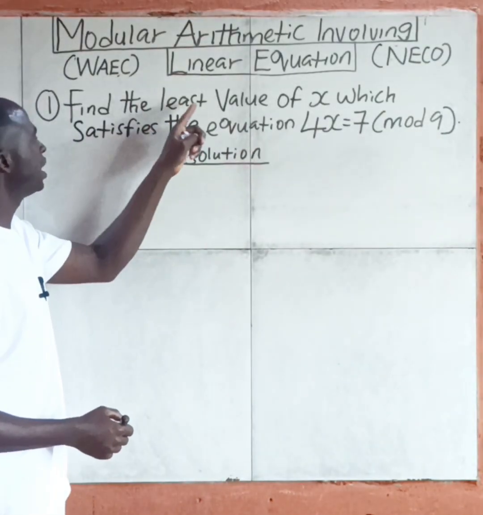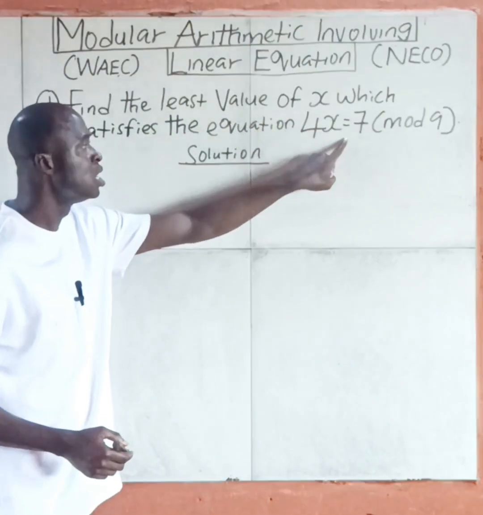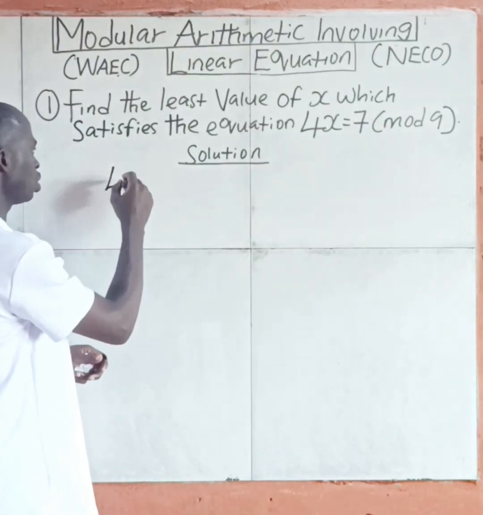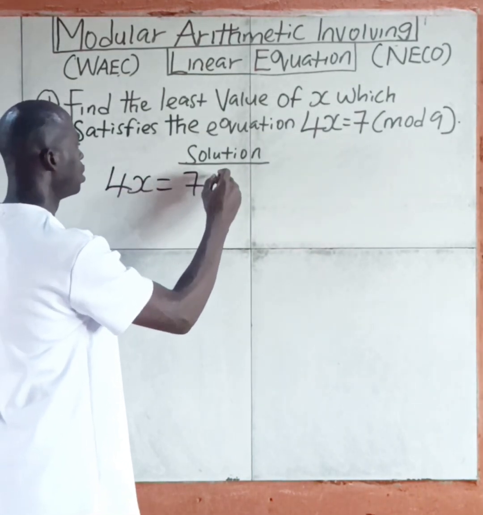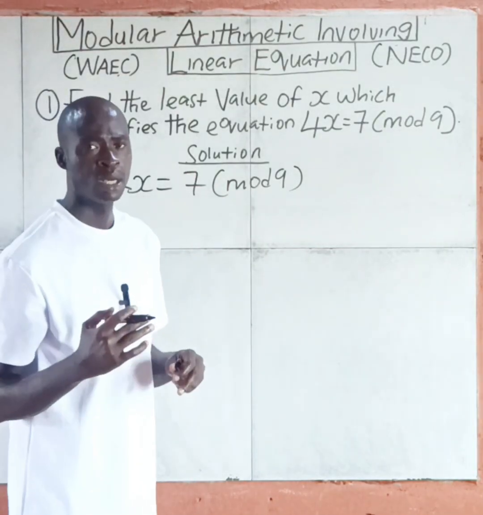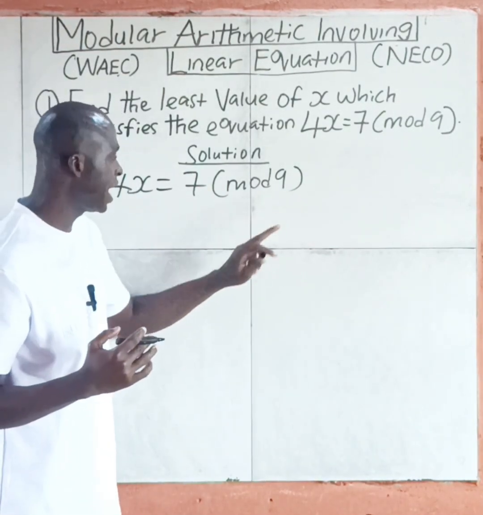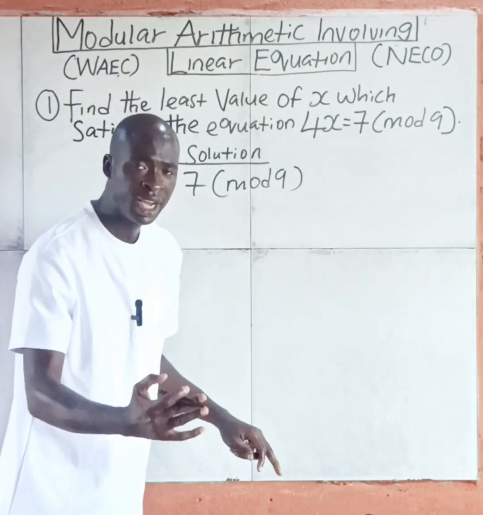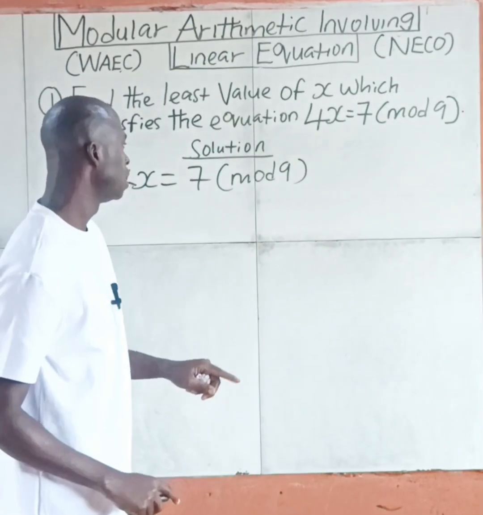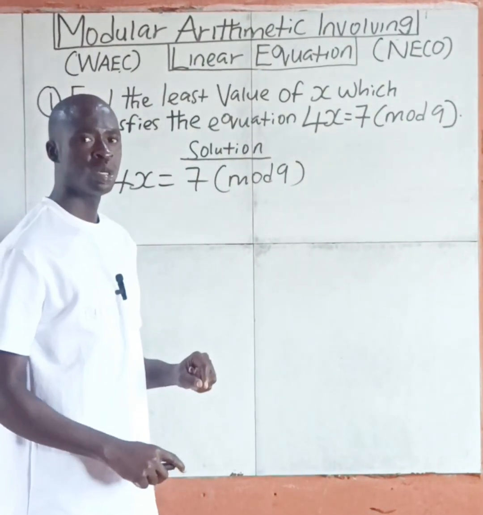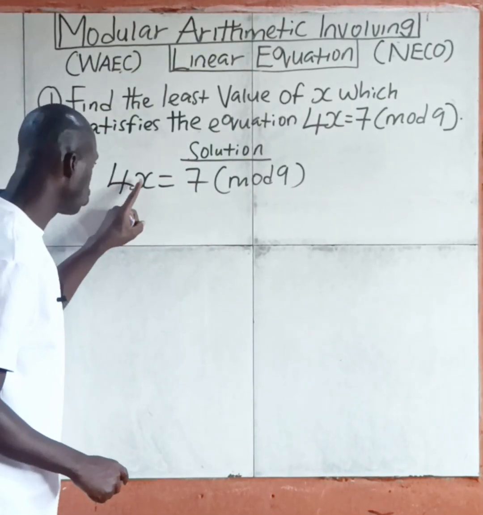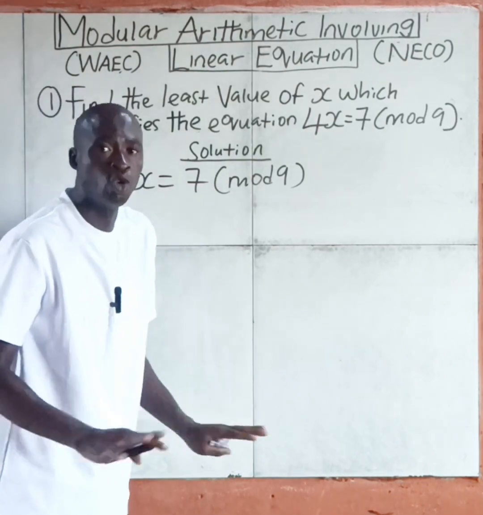The first question says, find the least value of x which satisfies the equation 4x is equal to 7 mod 9. So, solution to question number 1: 4x equal to 7 mod 9. The very first thing you need to do is go to your multiples of 9: 9 times 1 is 9, 9 times 2 is 18, 9 times 3 is 27. We are looking for the multiple of 9 that we are going to add to 7, such that when divided by the coefficient of x, when divided by 4, we have a whole number without a remainder.